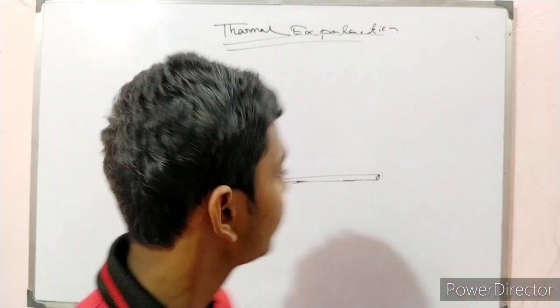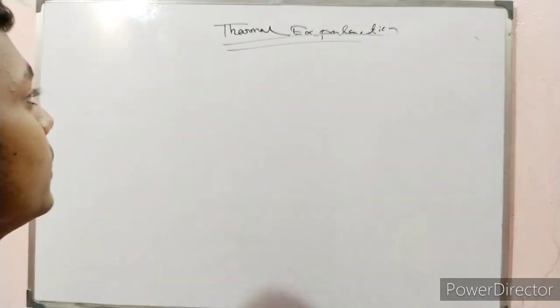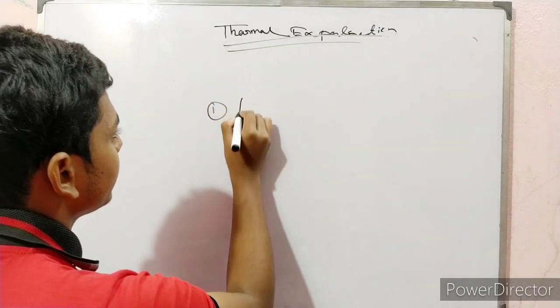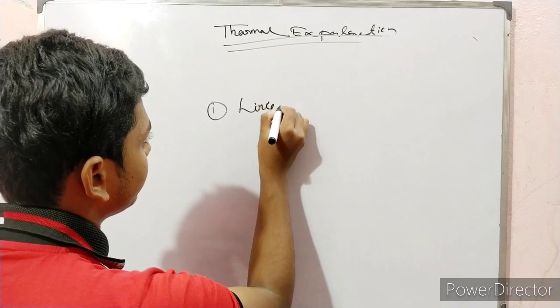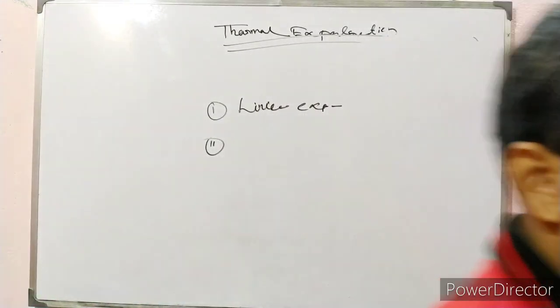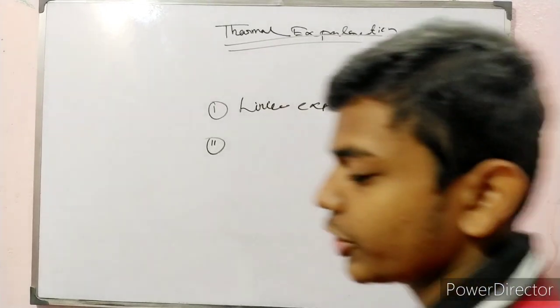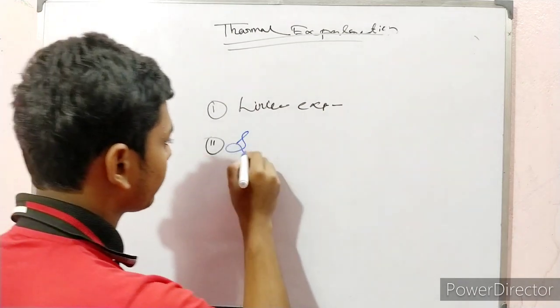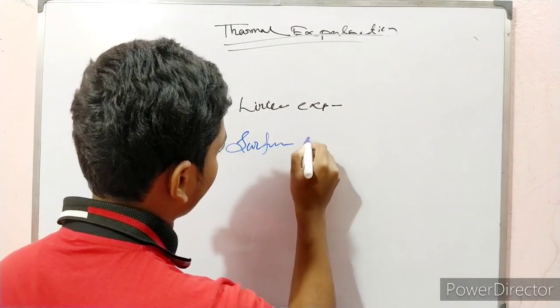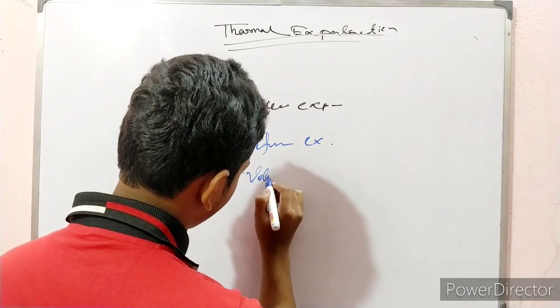So there are three types of expansion that you will read in your syllabus. The first one is linear expansion. The second one is surface expansion. And the third one is volume expansion.